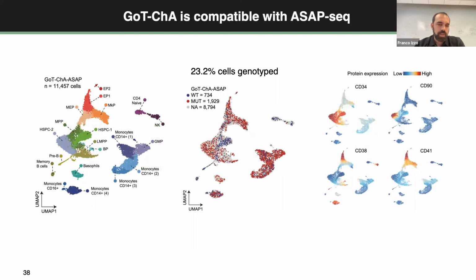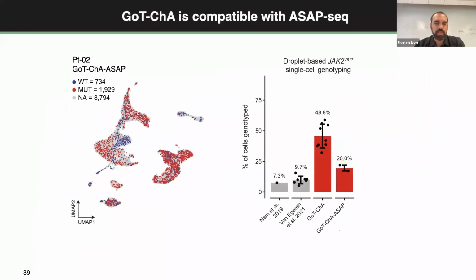So this demonstrates the GoTChA genotyping method is fully compatible with the ASAP protocol. Although we managed to measure protein levels, cell surface protein levels in particular, we did notice that there was a slight drop in the fraction of genotyped cells, which I think is possibly due to the fixation conditions that are required for ASAP-seq.